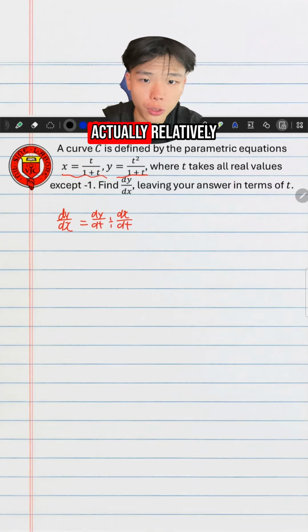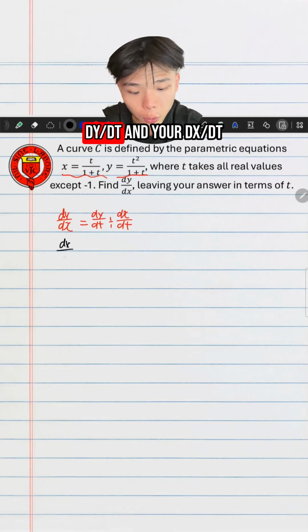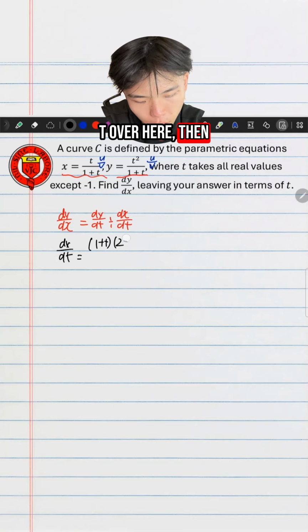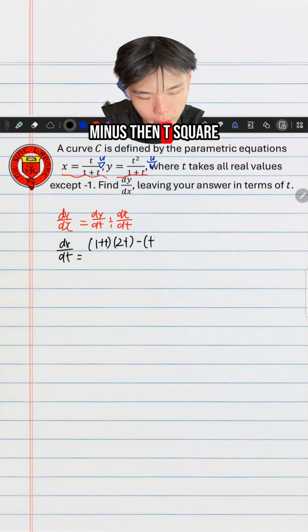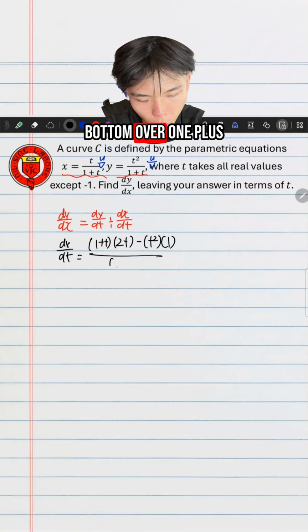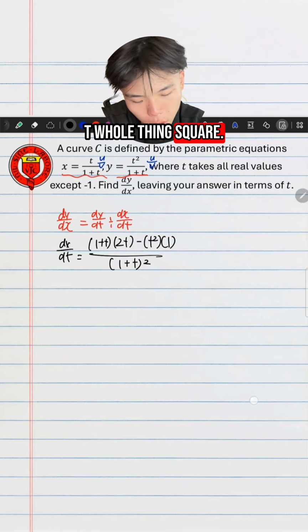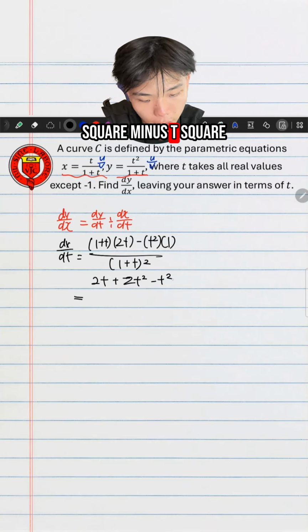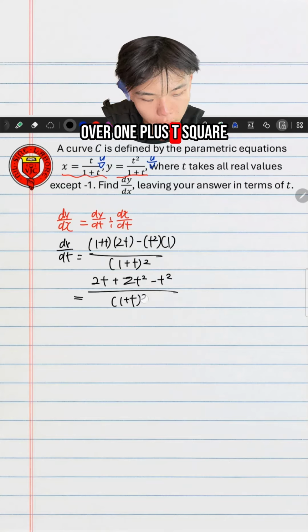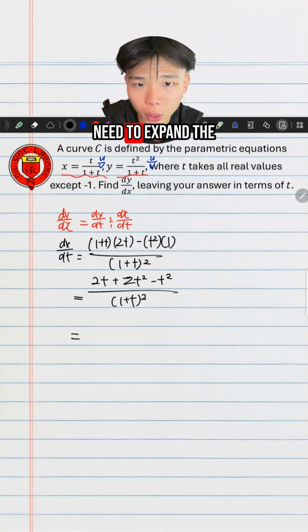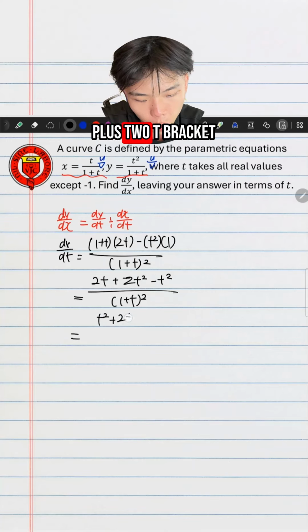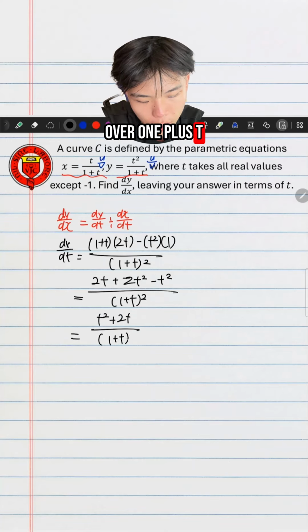So to tackle this question is actually relatively straightforward. You just need to find out what's your dy dt and your dx dt respectively, right? So what I'll get is that I'll get 1 plus t over here, then differentiate t square minus then t square will be here, and then differentiate the bottom over 1 plus t whole thing squared. So I expand this, I get 2t plus 2t square minus t square over 1 plus t square. And just a pro tip, you usually don't need to expand the denominator, right? And what we end up with is t square plus 2t over 1 plus t square over here.